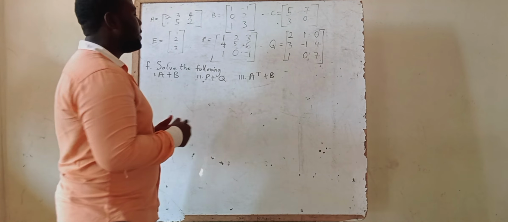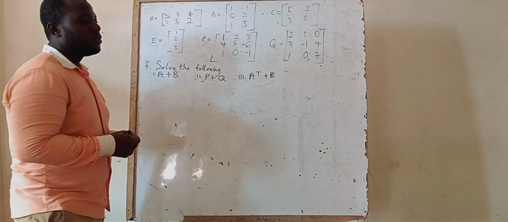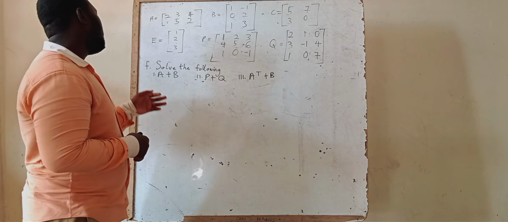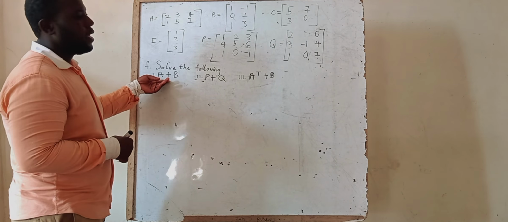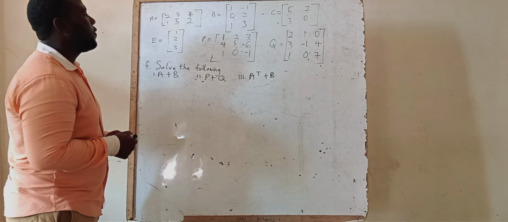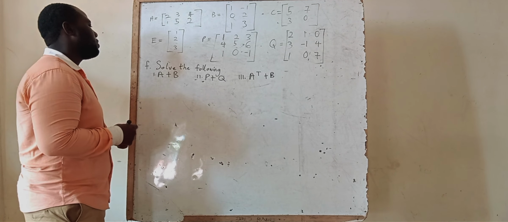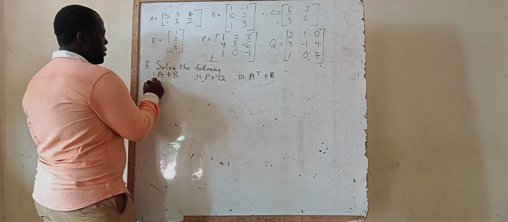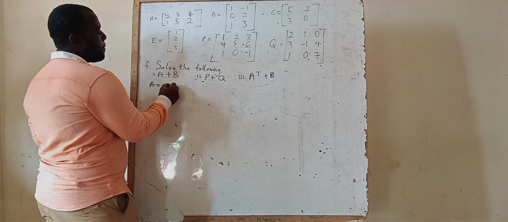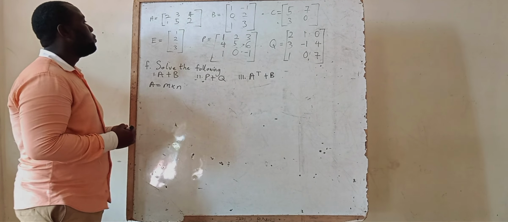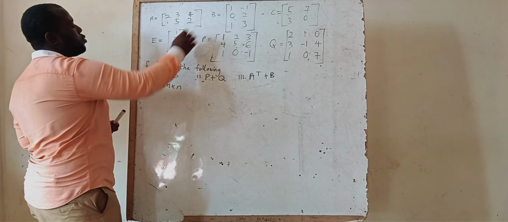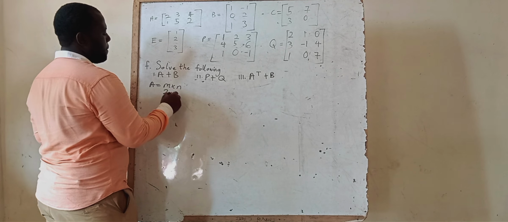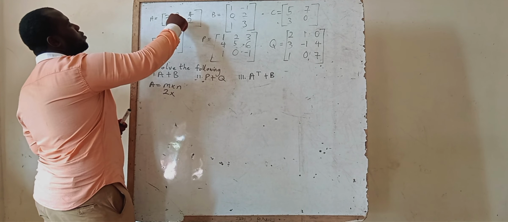So let's take a question. For this question, we have to find A plus B. Let's first identify the dimension of A. For A, its dimension will be m by n. How many rows? One, two. How many columns? One, two, three.